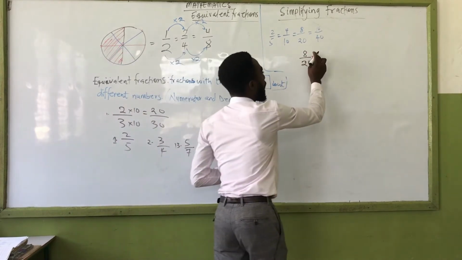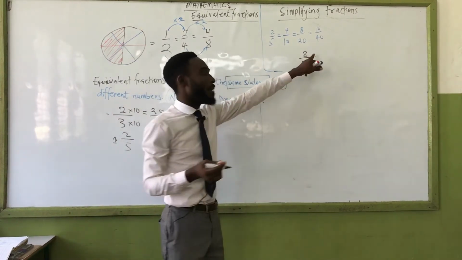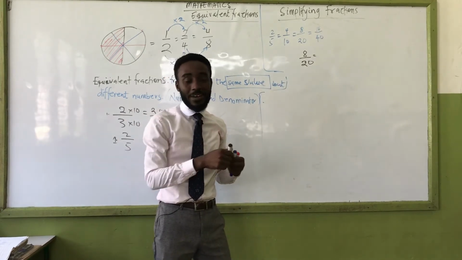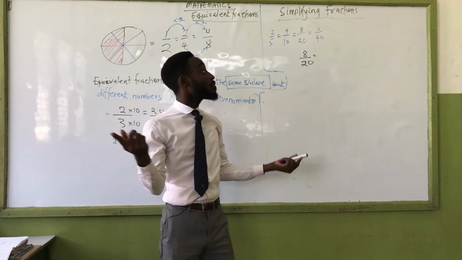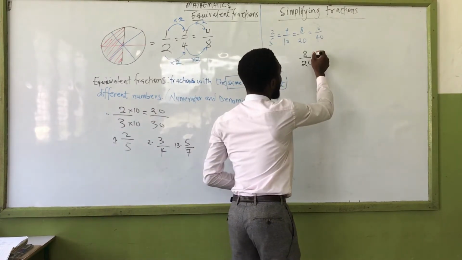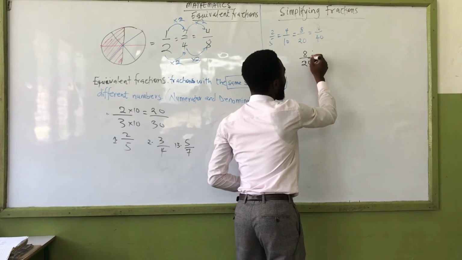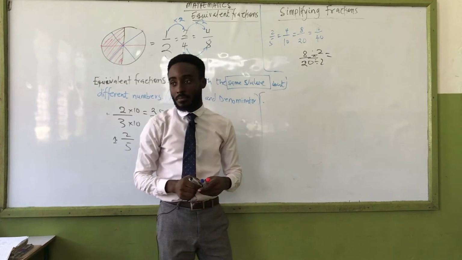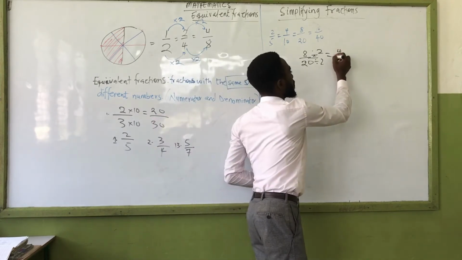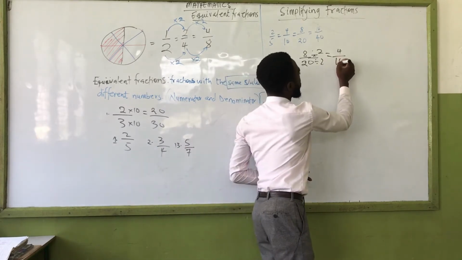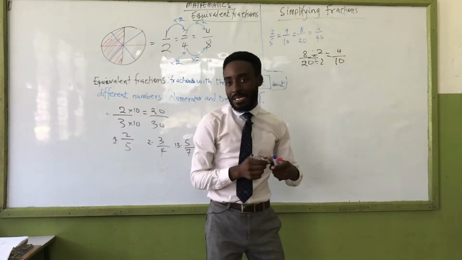What number can divide the top and the bottom? Any number that can divide both. 4. Okay, let me start with 2 first. Divided by 2, divided by 2. What's 8 divided by 2? 4. 20 divided by 2? 10. But can we divide this further?